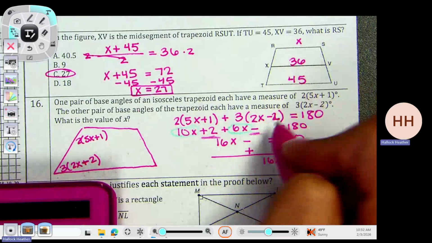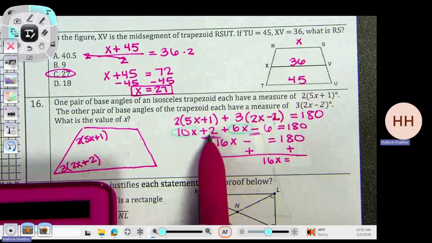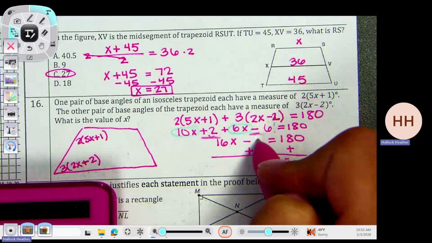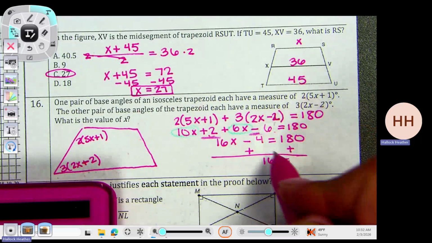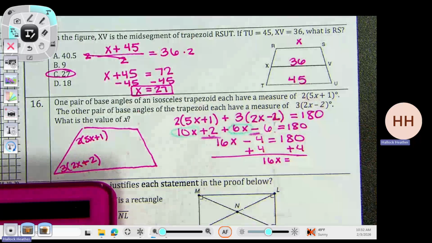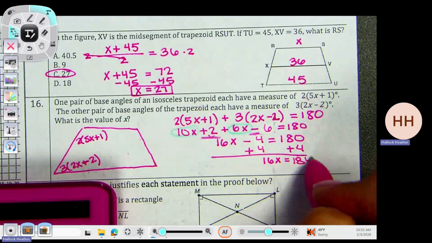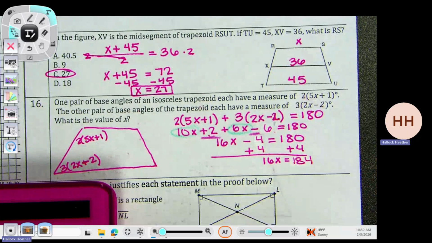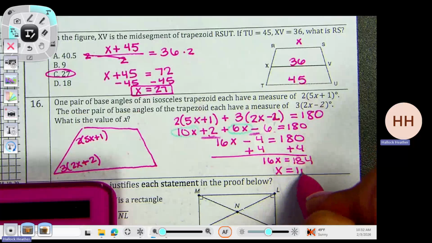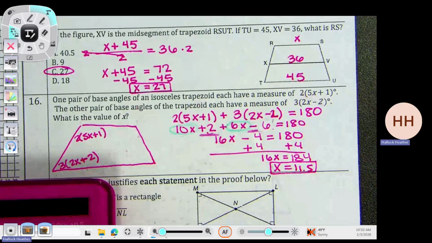So 3 times negative 2 is negative 6. When you combine 2 and negative 6, you get negative 4. So I add 4. So you get a decimal, but it's not super ugly. Divided by 16. There we go. X is 11.5. Not bad.